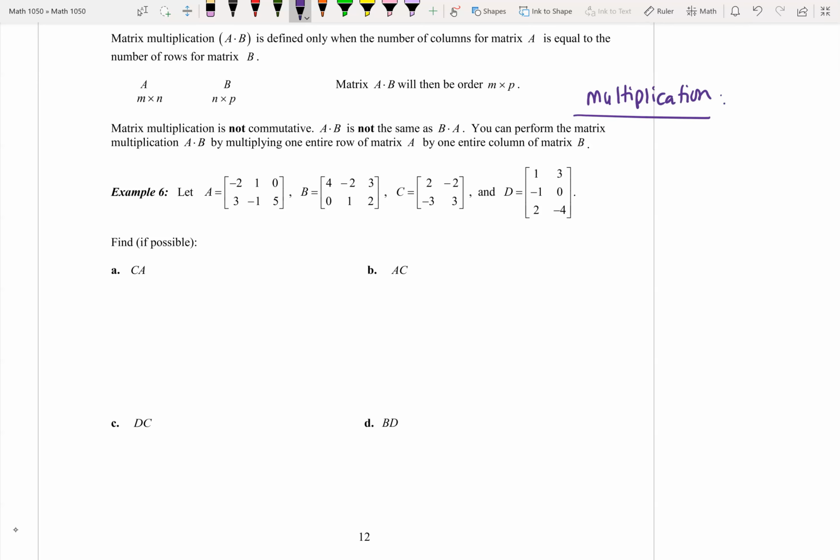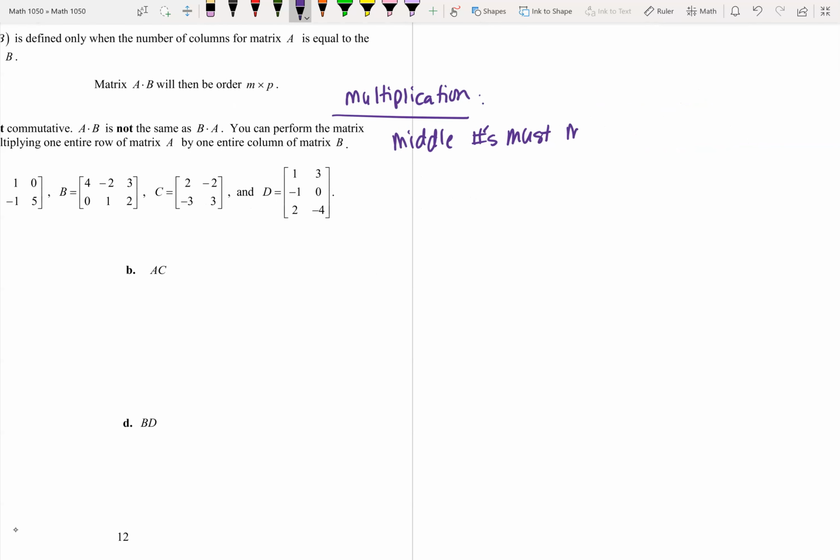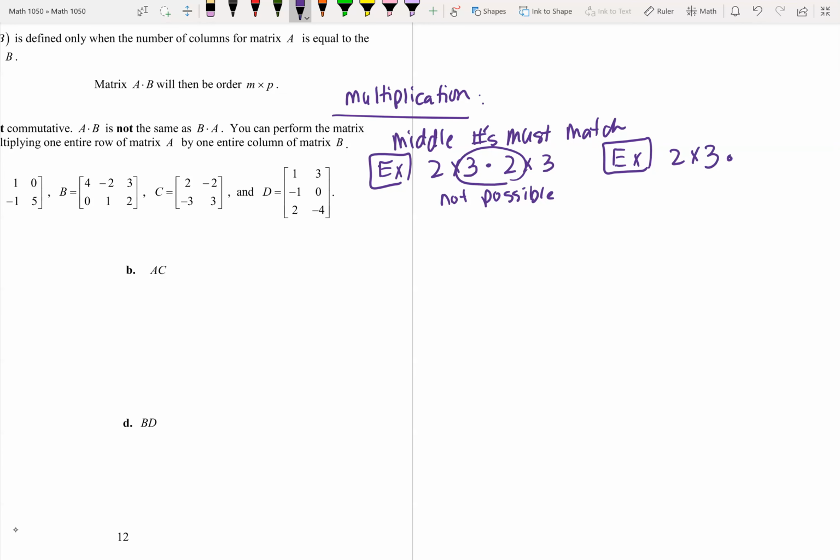When you're multiplying matrices, the middle numbers must match. Let me give you an example. If you have a 2 by 3 and you're multiplying that by a 2 by 3, the middle numbers are 3 and 2 and they're different. So this answer would not be possible. But if we had a 2 by 3 multiplied by a 3 by 1, it's totally possible.